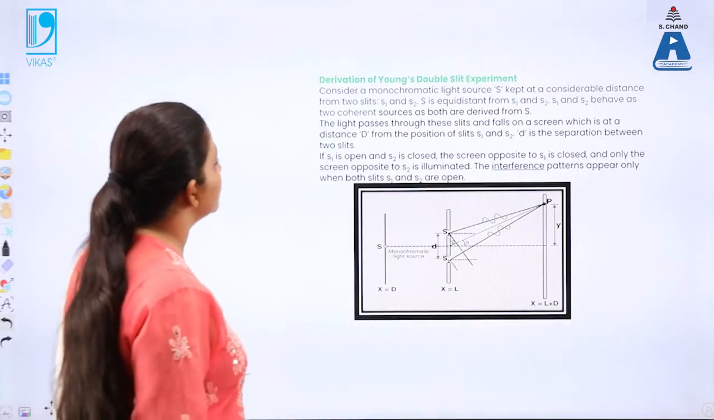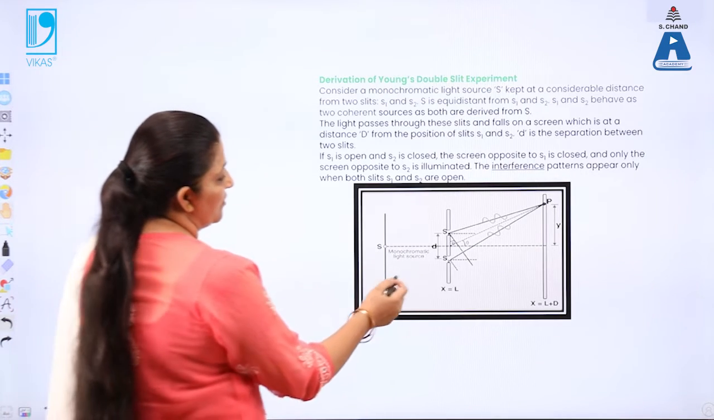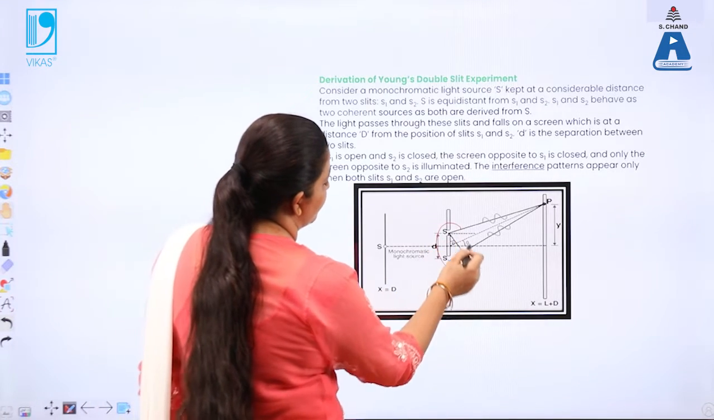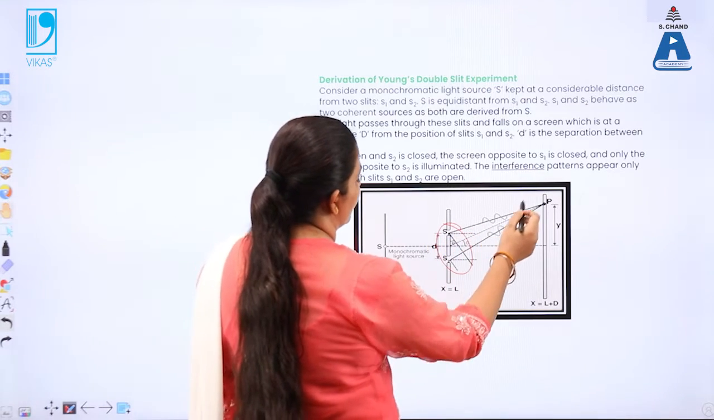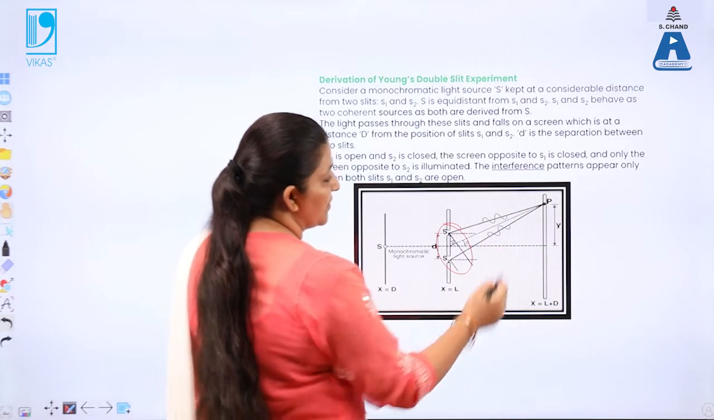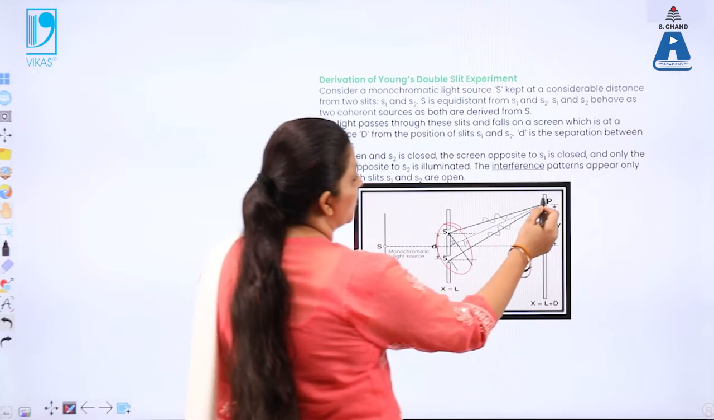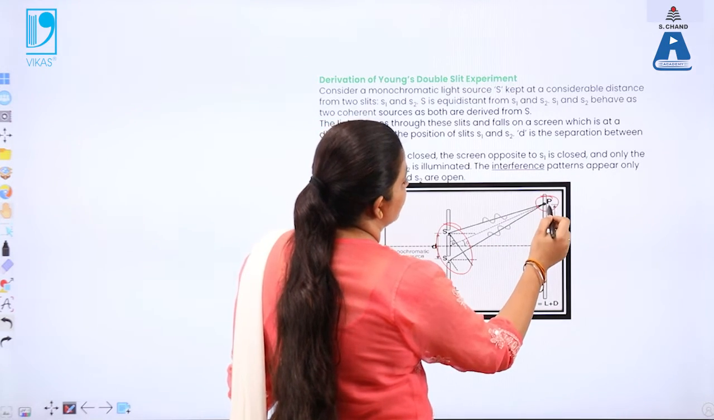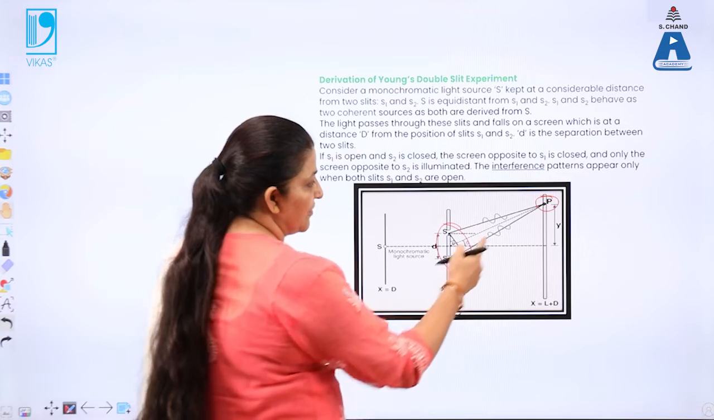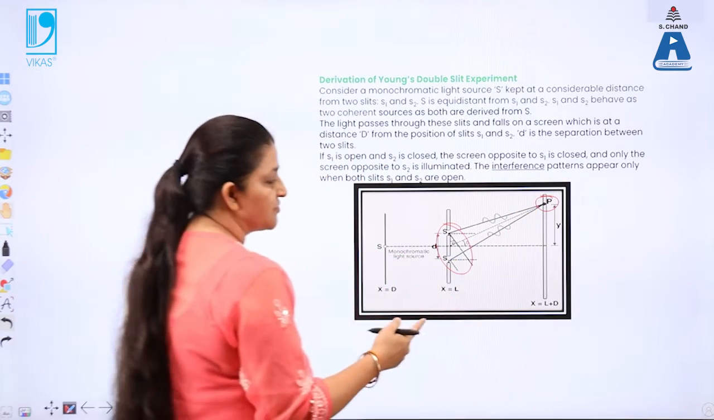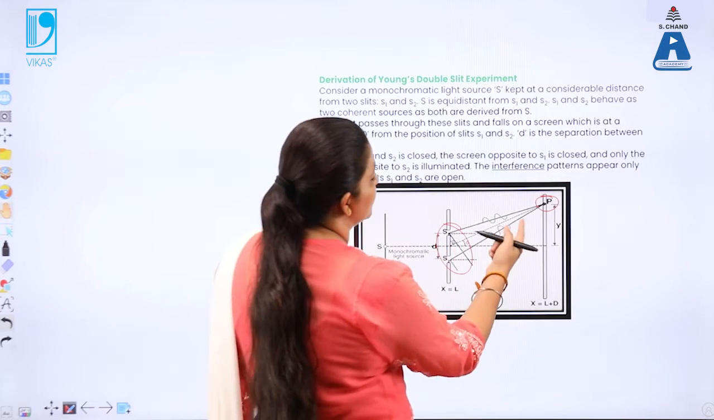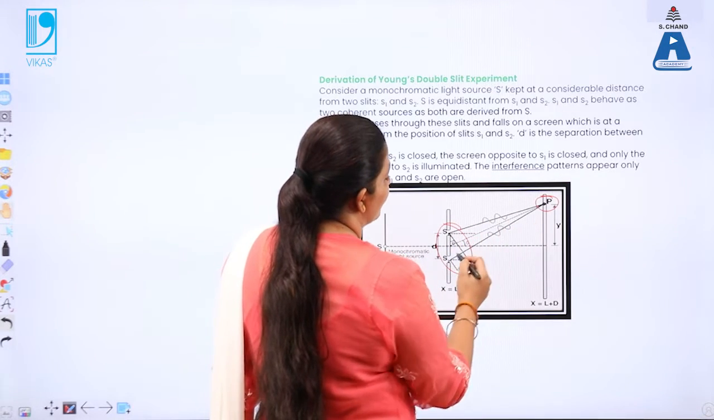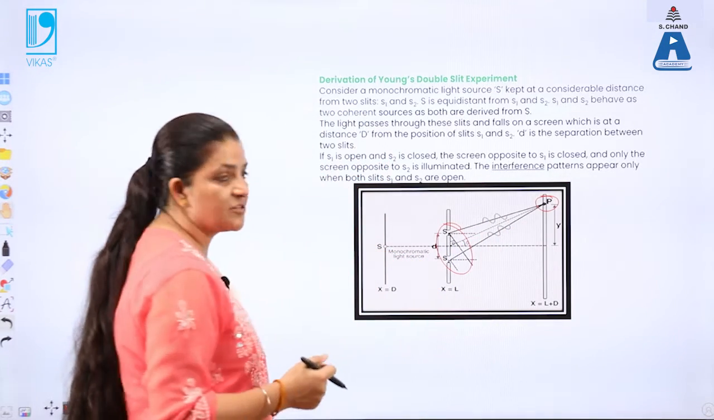Now in Young's double slit experiment, we have to calculate the path difference between these two waves. The secondary wavelets are travelling from the slit S1 and also from S2. At the point P, we want to discuss whether the central maxima is formed, minima is formed, or secondary maxima or minima are formed. For this we will first understand what the interference pattern is.